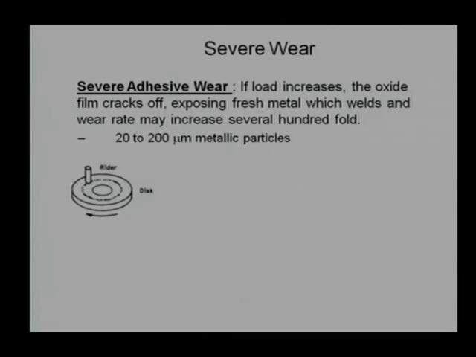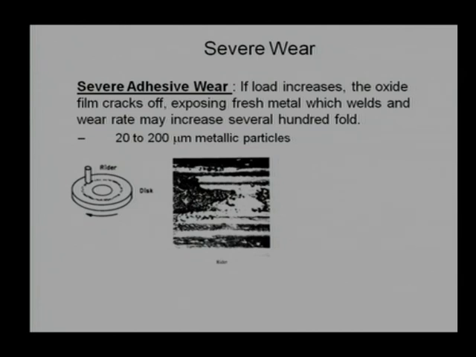Just to characterize in a similar way, the way we have done in the previous slide, we are showing the pin and disc machine sketch. Here you are able to see a thicker, wider circle, which indicates that there is a higher wear rate. And if I see the worn out surface of the rider, we are able to find that there is a major chunk which has been removed from the surface, and there is fragmentation. It is a very, very irregular surface.